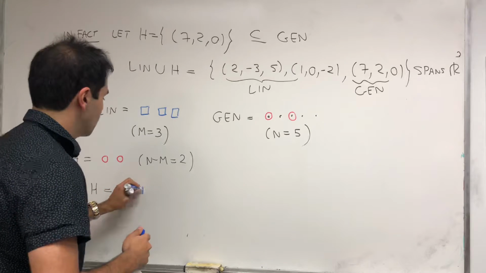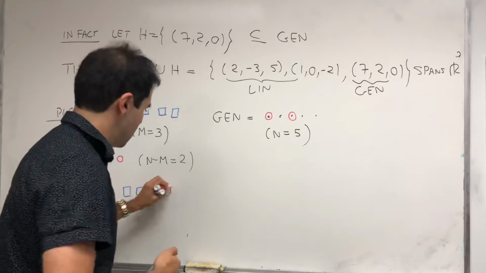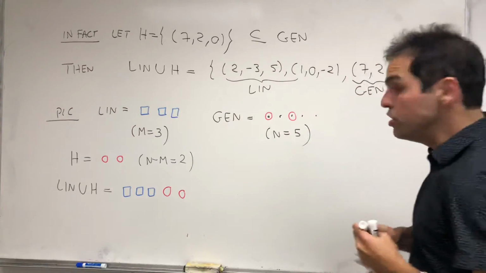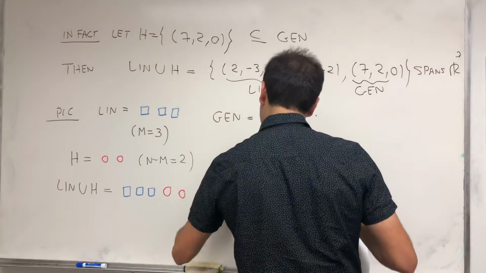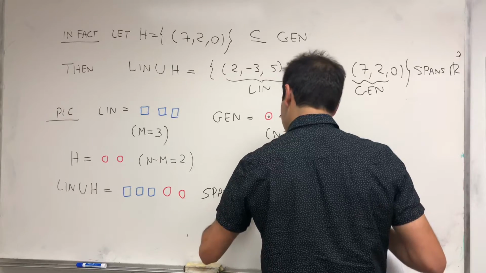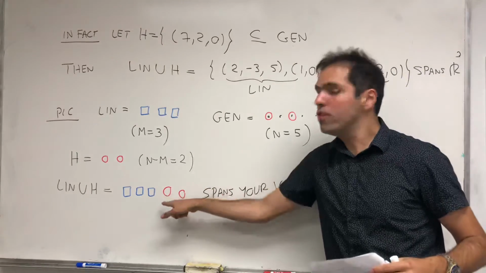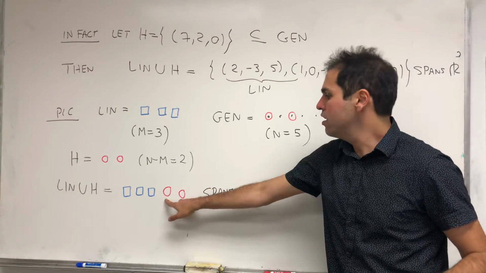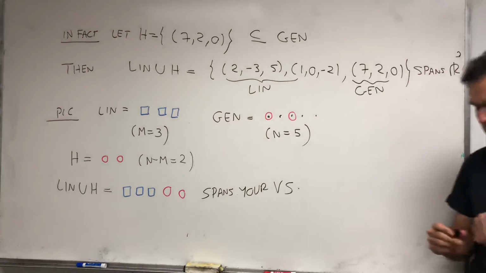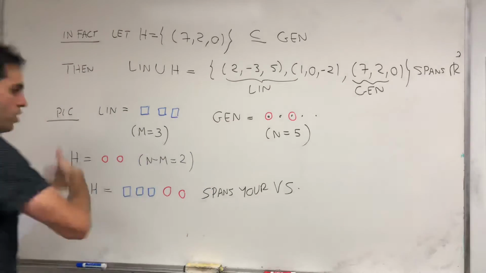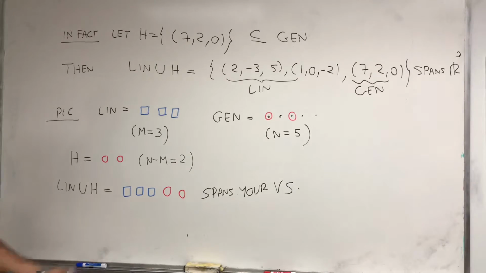then if you take the union, lin union h, which becomes square, square, square, dot, dot, then we know that this new set spans R3. Spans your vector space. And of course there might be some redundancies. It's possible that one of the dots is actually a square as well, but we don't have to worry about that. So the point is, we do get a new spanning set whose head is precisely lin.